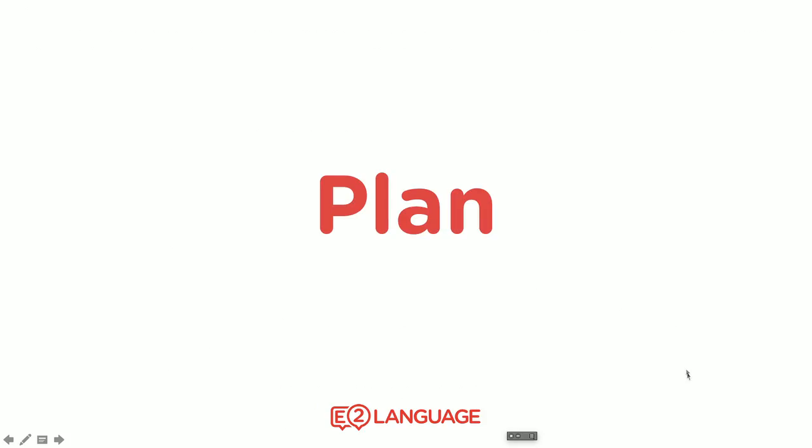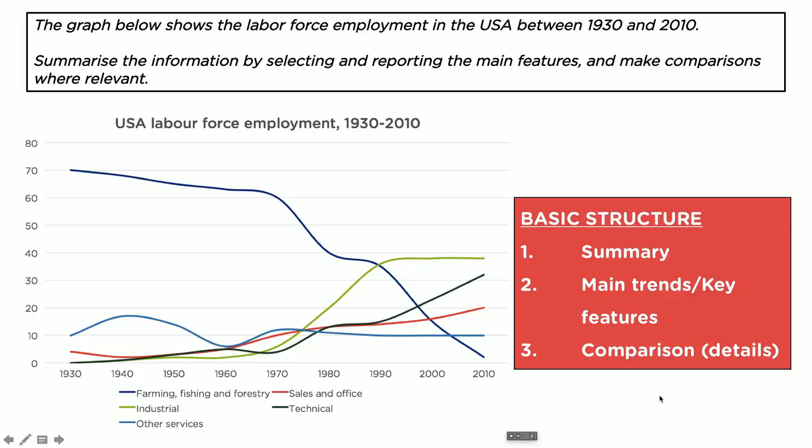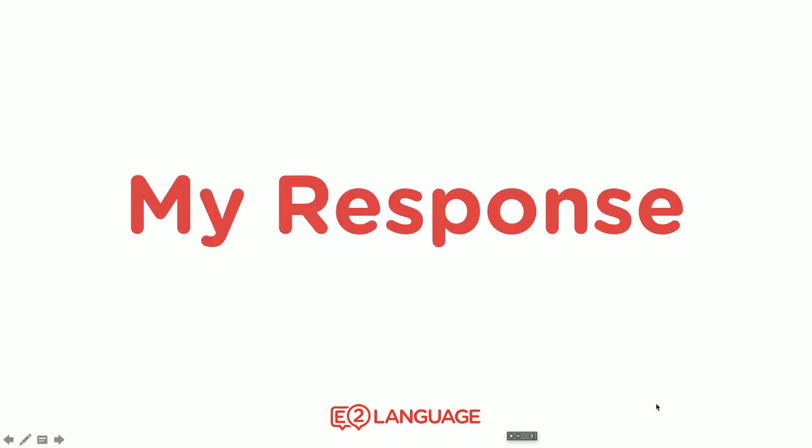Now that you've understood that, we can start to plan what we're going to write. We're going to use a basic structure of a summary. There are trends here because we're looking at a time scale over time. So we can talk about trends, increases, decreases, stability, fluctuations. We can also talk about key features as well, very briefly. And then in the third paragraph, we're going to compare those lines and we're going to use some statistics, okay? So remember that basic structure on test day.